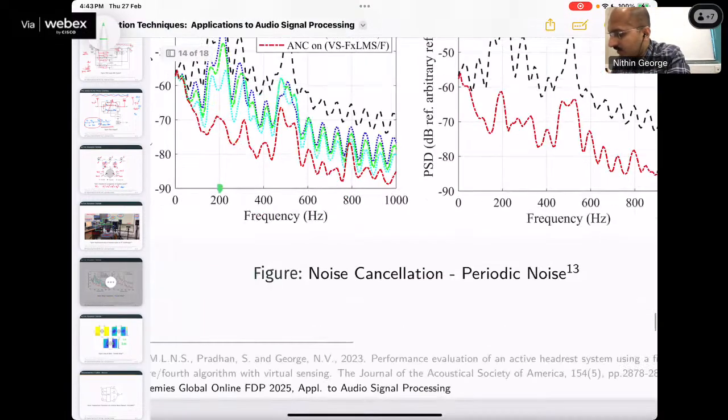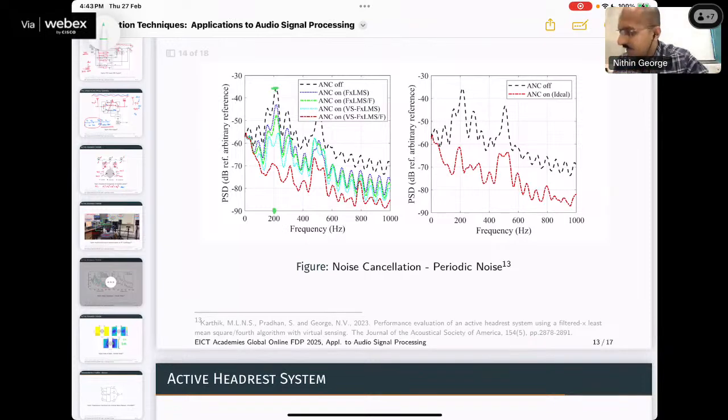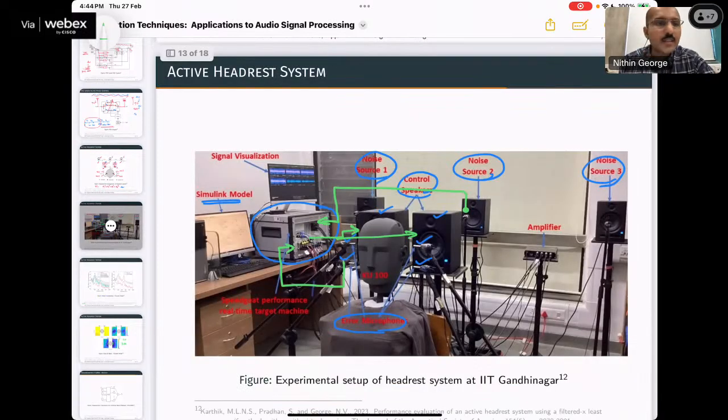So there is this paper. This is this one. Okay, where we are doing a performance evaluation. This is a 2023 paper in the Journal of the Acoustical Society of America. This is an experimental work. There are details of the algorithm and also the details of how the experiment is conducted. And this setup is here at IIT Gandhinagar only. We have that setup over here. Okay, so we have done this experiment over here.